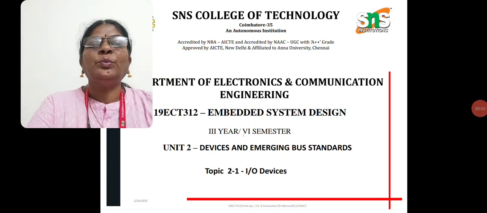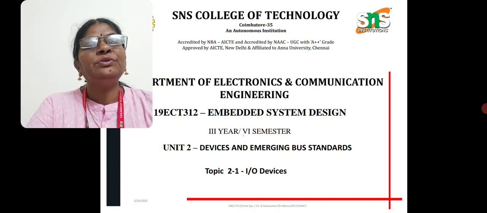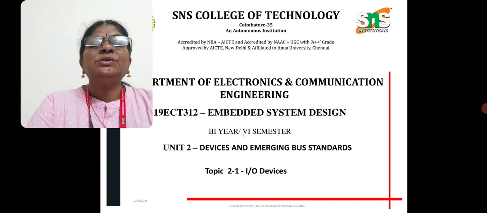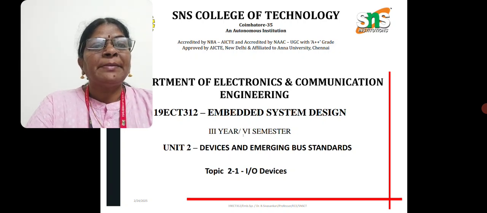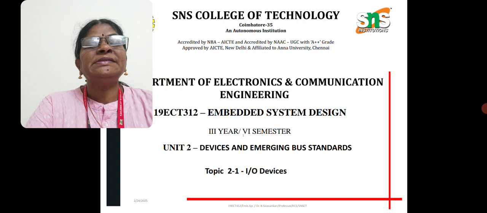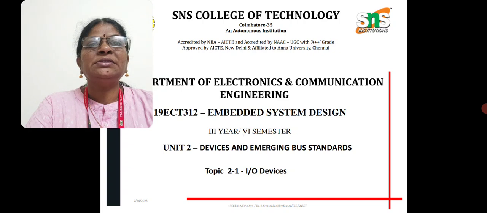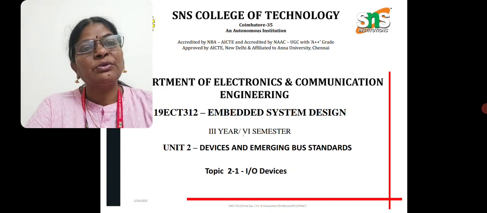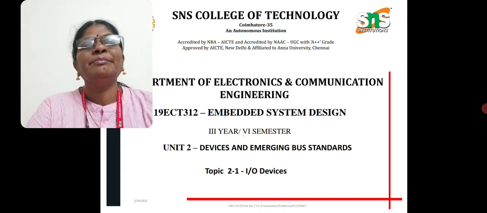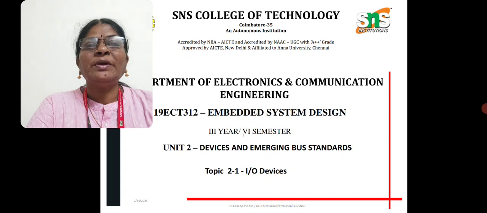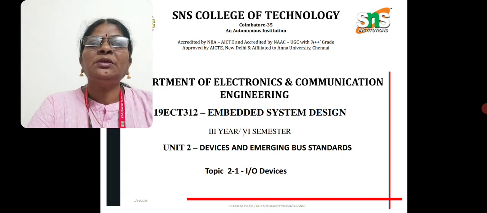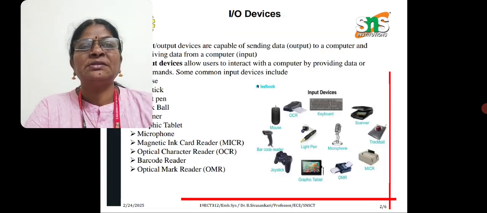In this session, we are going to discuss input-output devices. So, in the topic devices and emerging bus standards, our next interesting topic is input-output devices. Whenever we need to communicate with a microprocessor or microcontroller or our normal computer, we need certain devices to communicate between the user and the processor, right?